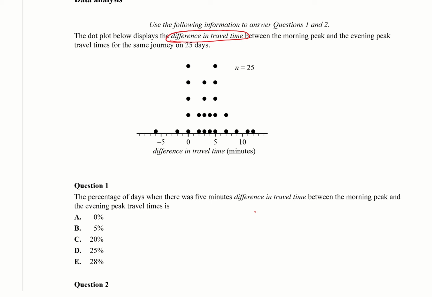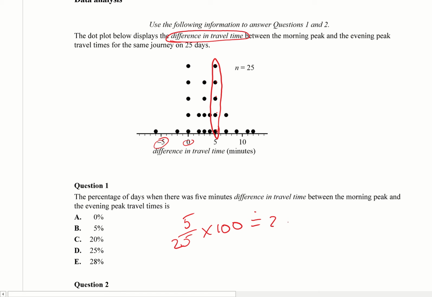evening peak. So what we're looking at is saying it's minus 5, 0. What we're after is actually this one here. Okay, so I've got 1, 2, 3, 4, 5. I've got 5 days where there was a 5 minutes difference in that time. And so we want as a percentage. So it's going to be 5 divided by 25 because there's 25 journeys, and we times that by 100 to give us our percentage, and from that we'll get 20%. Okay, so that would be question C is the answer.